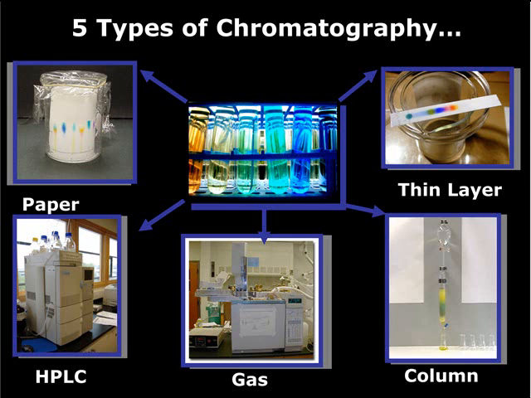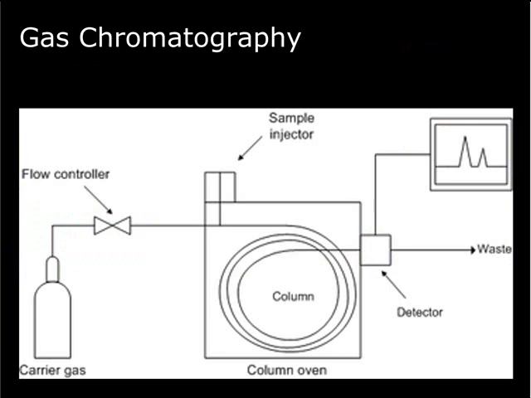Chromatography applications for the matching of ink types includes HPLC, or high-performance liquid chromatography, which is usually done at a lab, TLC, or thin layer chromatography, and paper chromatography, which we will perform today. Let's learn about some of the different types of chromatography.